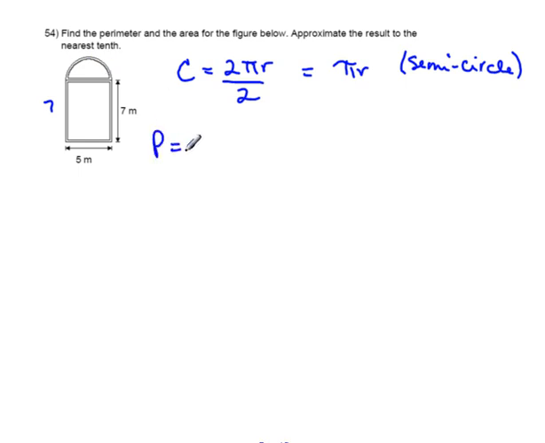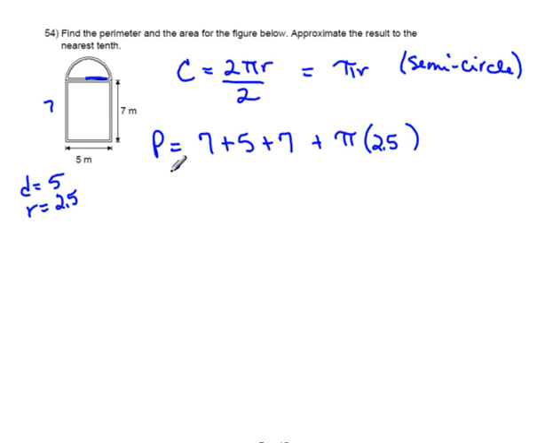So to find the perimeter, I would add up the 7, the 5, and the 7. Notice I would not include this side here because that's not an outside piece. Remember, we just want the distance around. And now I want this piece here, which is from the semicircle, so plus pi times r. Well, what is r? Remember, r is the radius, so from here to here. The whole thing, the diameter, is 5. Since the diameter is 5 meters, the radius is half of that, or 2.5.